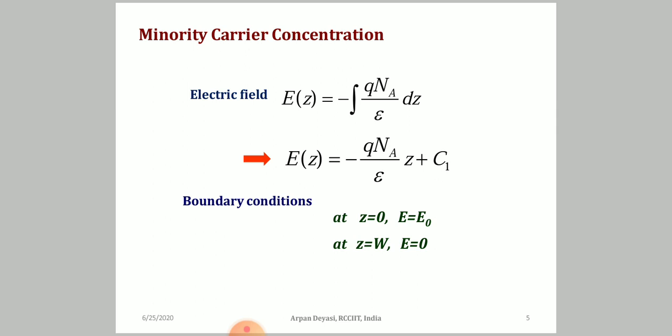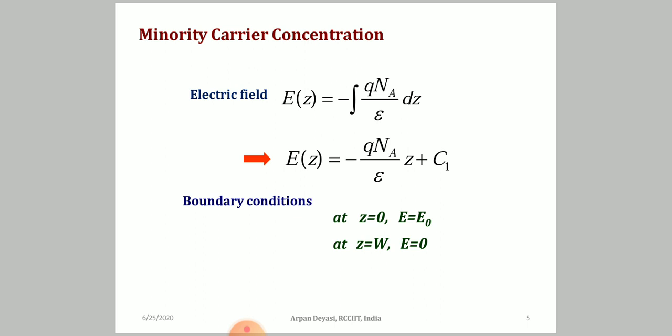Now, as per our rule of integration, you have to calculate the constant. If you go for z equals 0, what is z equals 0? It is the insulator-semiconductor surface, and the value of the electric field equals E0. Similarly, if you go for z equals W, what is W? The depletion width, where the field equals 0.